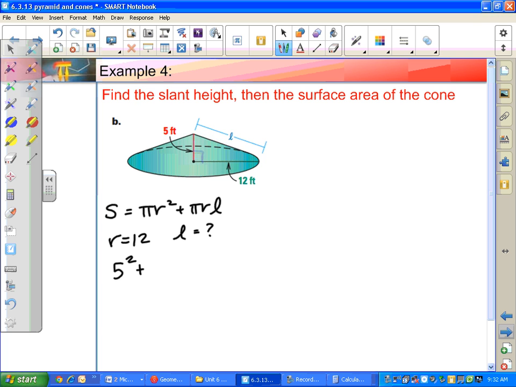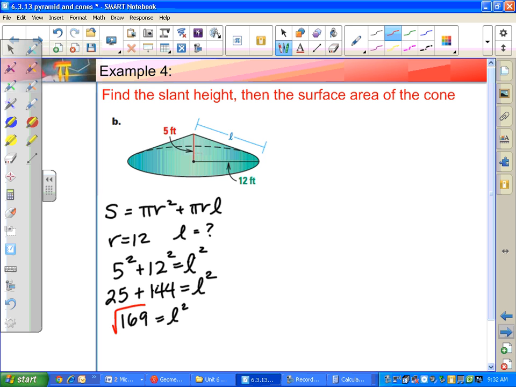So 5 squared plus 12 squared equals the slant height squared according to the Pythagorean theorem. If I know my triples, I already know that's going to be 13. 5, 12, 13 is a triple, but we can work it out. This will be 25 plus 144 equals the slant height squared, and 25 and 144 adds to 169. So that's the slant height squared. Taking the square root of both sides, I get 13. The square root of 169 is 13. So now we have my radius, we have my slant height. All we've got to do is plug it into the formula.